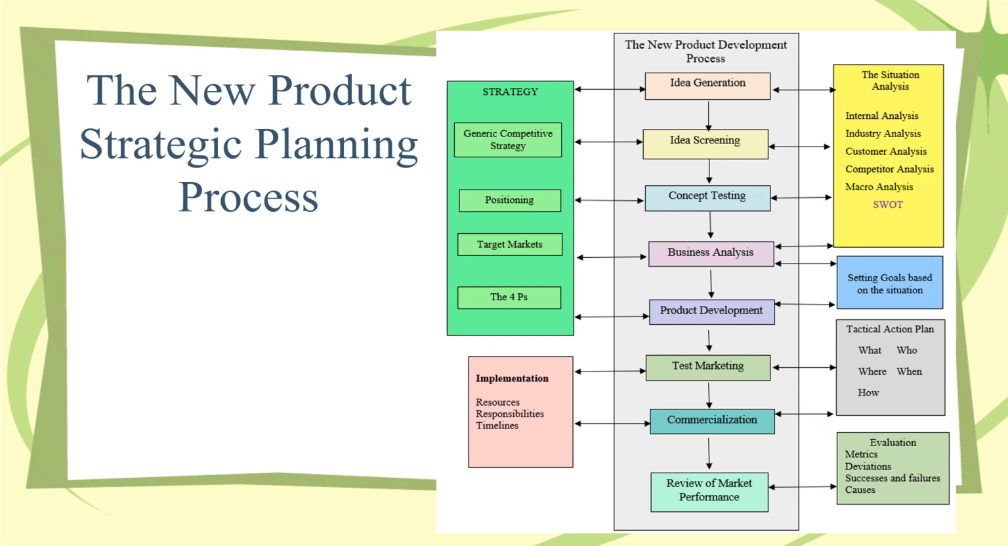All right, so here is a schematic of the new product strategic planning process. And you'll notice that it's got new product process steps in the middle. And there are 1, 2, 3, 4, 5, 6, 7, 8 steps. And it also then talks about the situation analysis, which is part of the market opportunity analysis. It talks about setting goals. It talks about tactical action plans, and it talks about evaluating the commercialization of any new product.